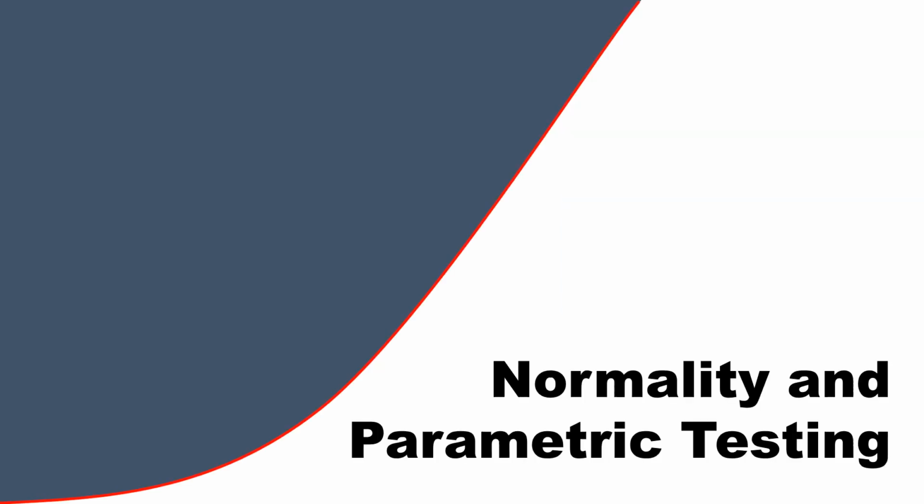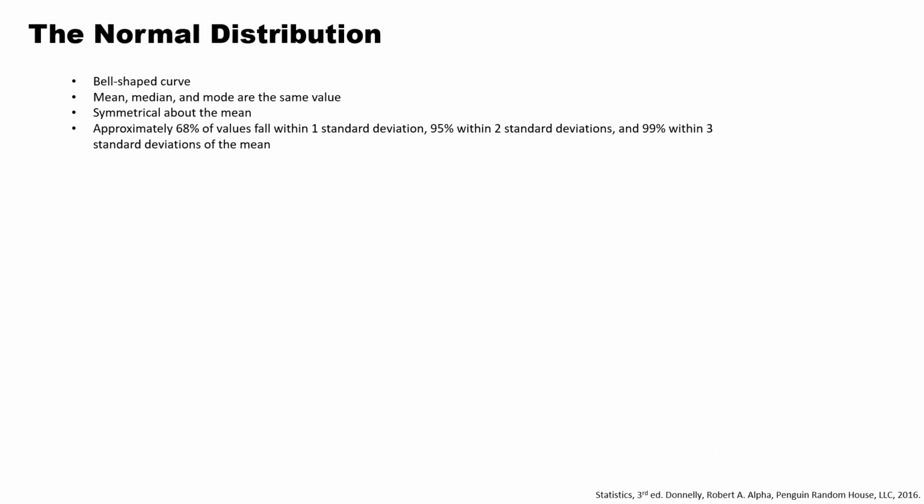And so that's what we need to talk about now: normality and parametric testing, and how we're going to go about selecting an appropriate statistical test for whatever the outcome of interest we're comparing is. So to start, the normal distribution is a bell-shaped curve that has a mean, median, and mode that are at the same value. It's additionally symmetrical about the mean, and you find that 68% of values fall within 1 standard deviation of the mean, 95% within 2, and 99% within 3.